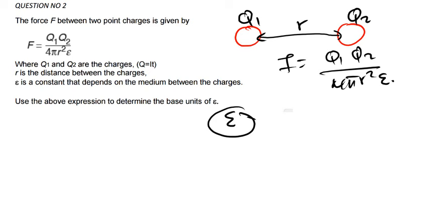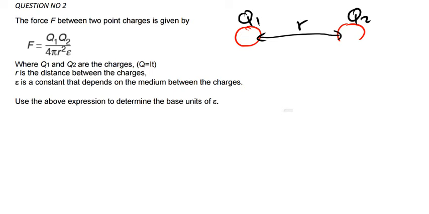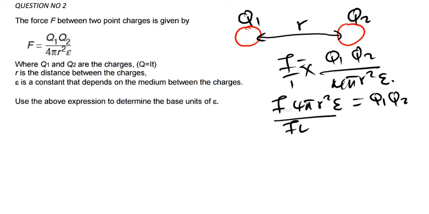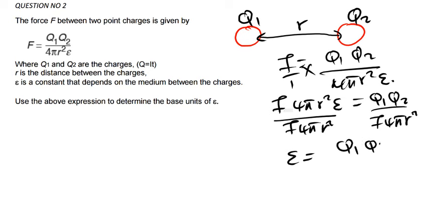Now the next thing we have to do is make epsilon naught the subject of the formula. At this point I can cross multiply, so I have force times 4 pi r squared times epsilon naught equal to q1 times q2. I divide both sides by force times 4 pi r squared. So epsilon naught is given by q1 q2 divided by 4 pi r squared times F.